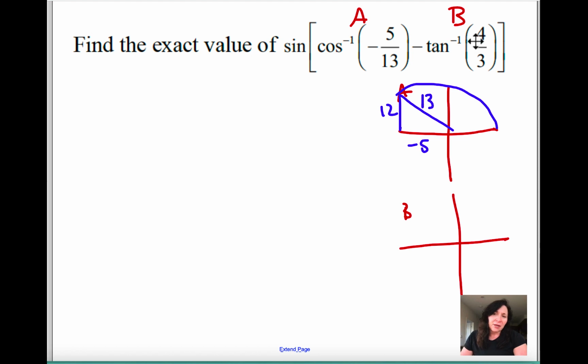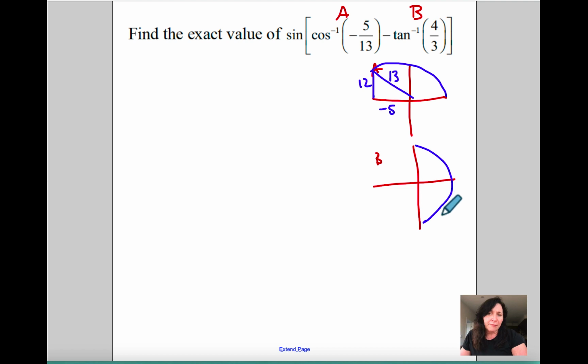Where's tangent? 4 over 3. Tangent's restricted domain is here to here, okay? Which means that you have, this is positive, so this is out. So we are in the first quadrant. Tangent is opposite over adjacent. This is a 3, 4, 5 triangle. Because in order for it to be a 3, 4, 5, the hypotenuse has to be 5. Or the hypotenuse has to be the biggest side, right?